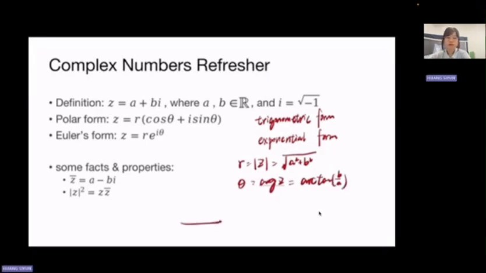So let's look, this is a and this is b. So the hypotenuse is going to be r, which is the absolute value of the complex number. And inside of that, we have the angle, theta. And we have some facts. This is the complex conjugate of a complex number. It's defined as a minus bi, and the product of them is equal to the square of their modulus.